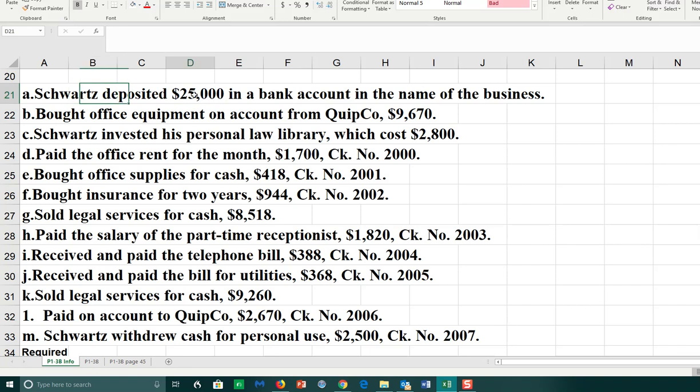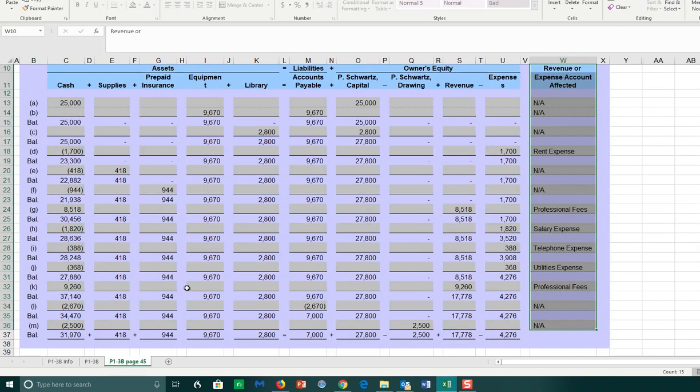So we need to record the receipt of the money and the fact that Schwartz, the owner, now has a claim as the owner against that asset. And so in our report, we record an increase in the asset, specifically the cash account, for $25,000. And we record that the owner, P. Schwartz, has invested $25,000 in the business. So the asset side increased by 25, and the liability and equity side, specifically the equity, increased by 25. So the accounting equation is in balance.